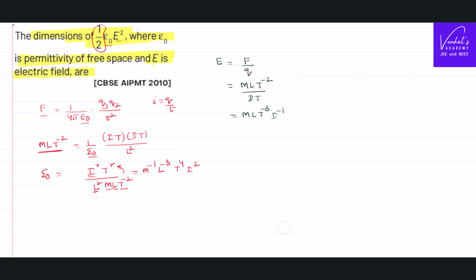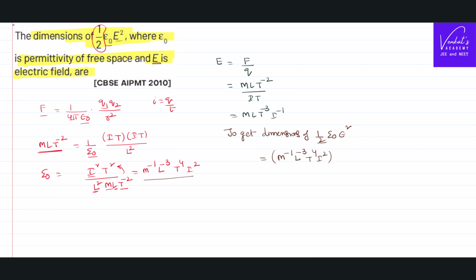So to get the dimensions of half epsilon naught E square. Be careful, E is not energy here, E is electric field or electric intensity. What we get is half is a number. As I told you, it won't have any dimension. Epsilon naught, you have already got it as M power minus 1, L power minus 3, T power plus 4, I power plus 2.